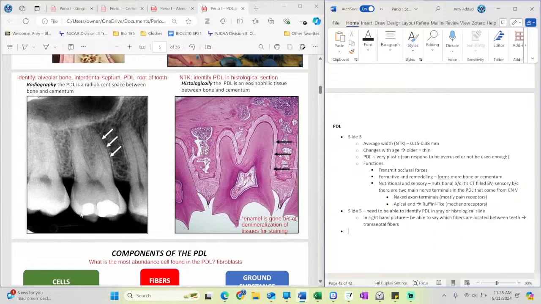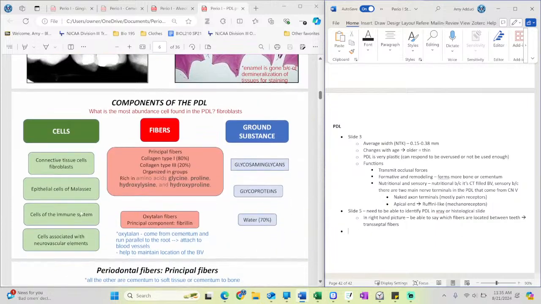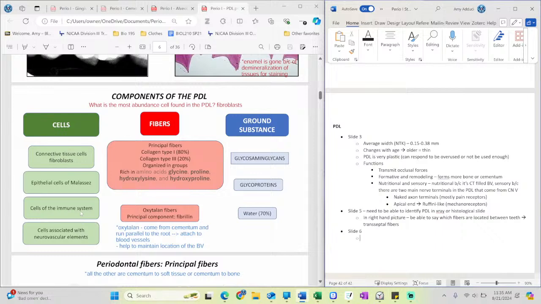Composition. The main cell type in the PDL is the fibroblast. That's the most important one. But we also have another type of resident cell here, the epithelial rest of Malassez, left over from development of the root. Remember the Hertwig epithelium? The epithelial rest of Malassez are left over from development. And now we know that they may have stem cells that help the cementum.